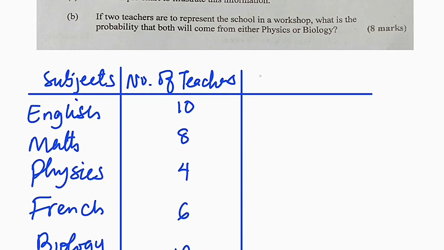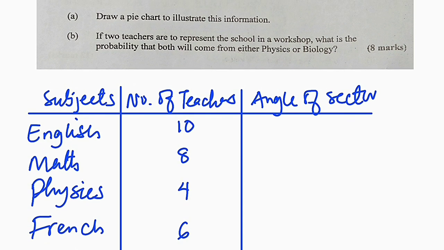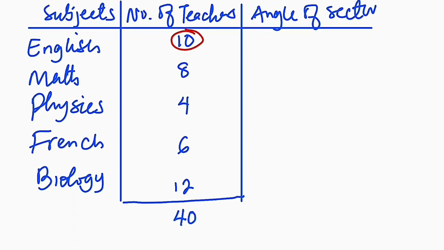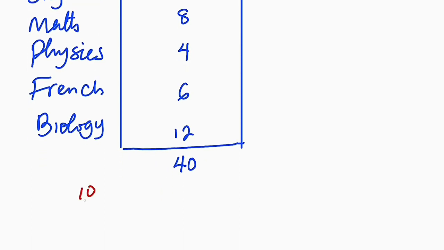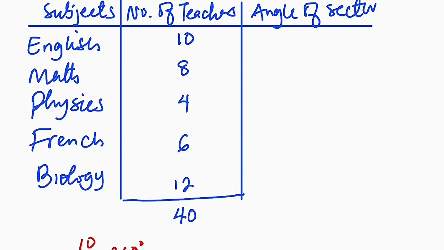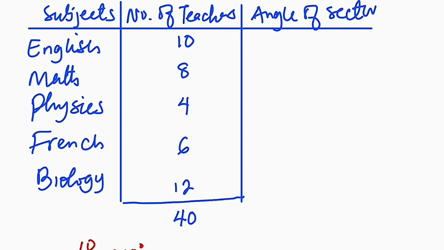Then the last thing, the angle of a sector. How can we compute these angles of sectors? The first one here, we are going to take 10 out of 40, then we multiply by 360. Remember that in a circle, the sum of all angles is what? 360, at a point. So I think we don't have much space here, so I will compute that directly. Or you can do that elsewhere. You can say 10 divided by 40 multiplied by 360 degrees. Whatever you obtain, you should write it here. So 10 divided by 40 is equal to 0.25.